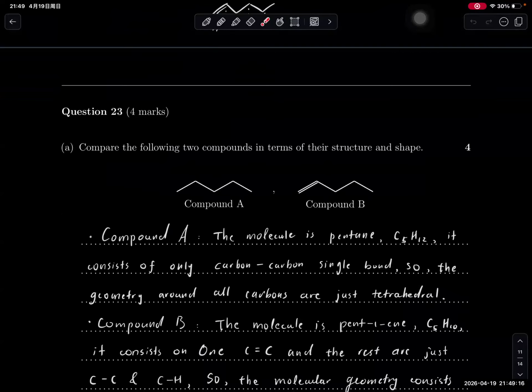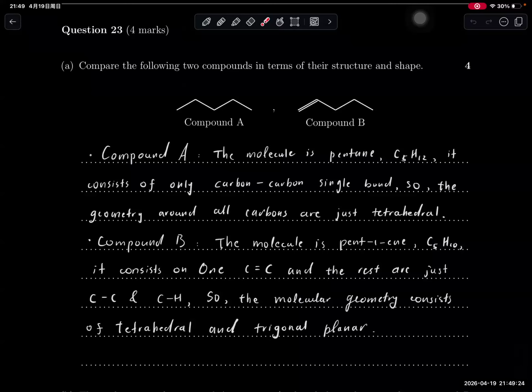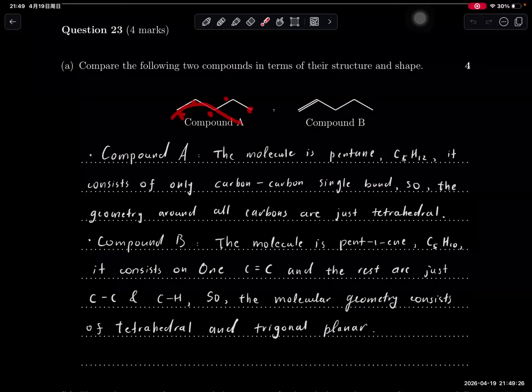Right, continue. Question 23 wants us to compare the following two compounds in terms of their structure and shape. Compound A is pentane, 1, 2, 3, 4, 5, and compound B is pent-1-ene with a double bond. So there are two dot points, right?